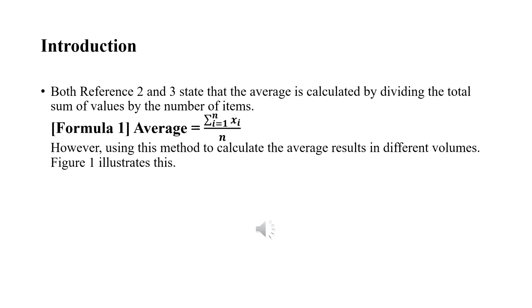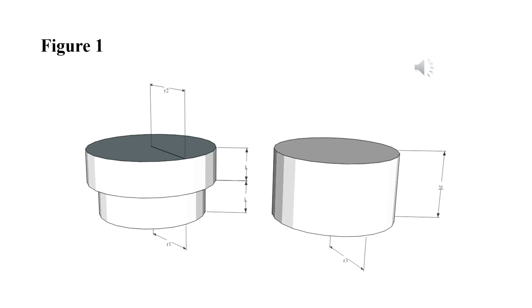Introduction: both reference 2 and 3 state that the average is calculated by dividing the total sum of values by the number of items. Formula 1: the average is calculated by adding up all the x sub i values from i equals 1 to n, and then dividing that sum by n. However, using this method to calculate the average results in different volumes. Figure 1 illustrates this. Figure 1.